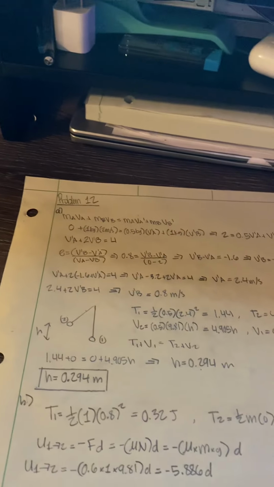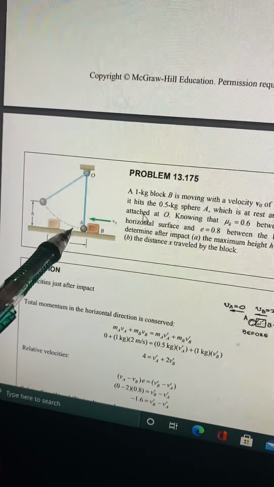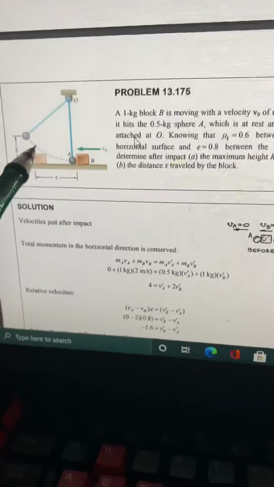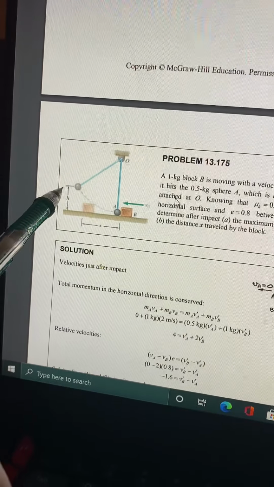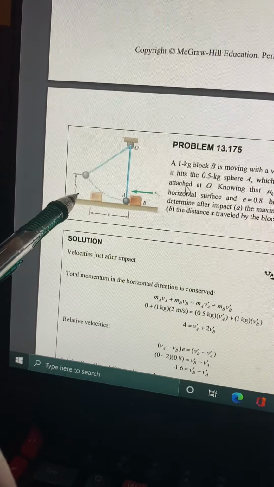Now for problem B, no, sorry, problem 12. It's a similar problem to the other ones. We're given a sphere here, a block is hitting it, and it gets to a certain height, and it wants us to figure out the maximum height reached by the sphere and the distance traveled by the block once it hits the sphere.